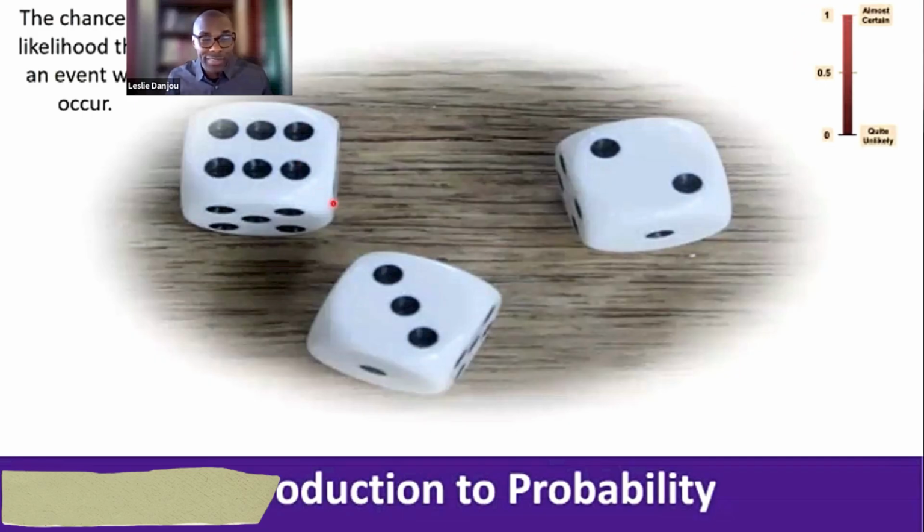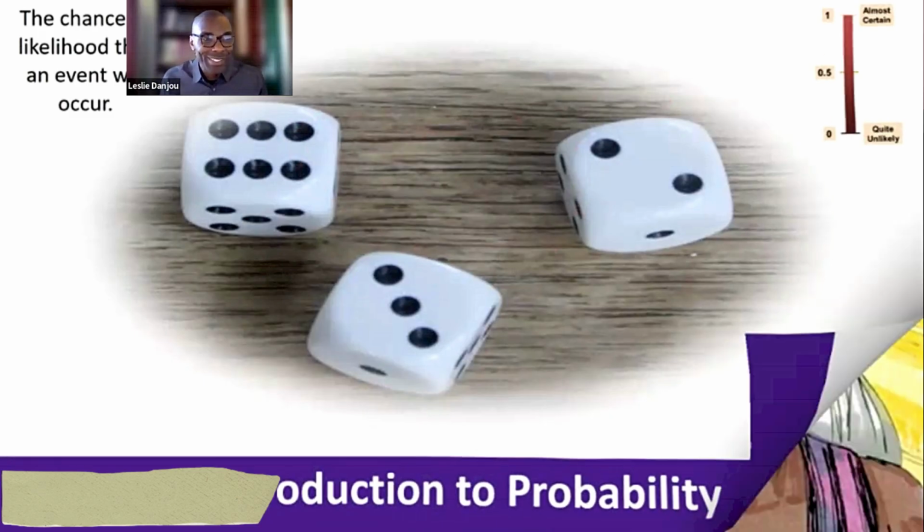The chance, the likelihood. So if you were to have these dice, what is the probability that, let's say for one of them, you're going to get a 2? Or what's the probability that you're going to get a 6 or a 3? What is the chance, the likelihood that you're going to actually get that thing? All right, so let's get into this lesson for today.